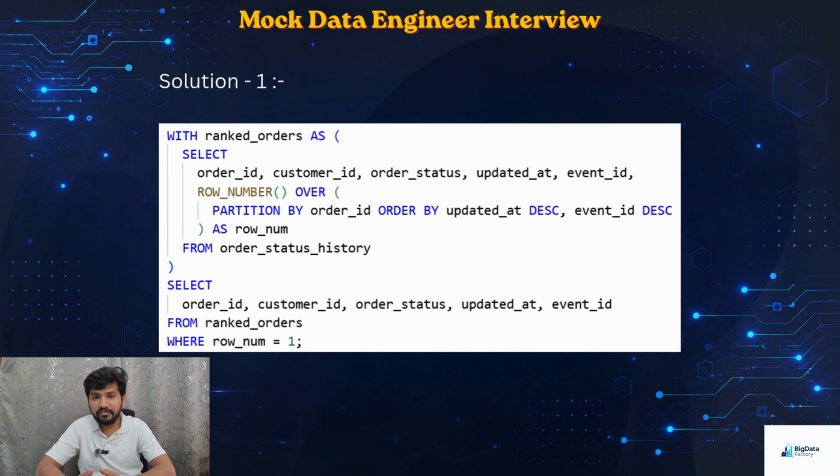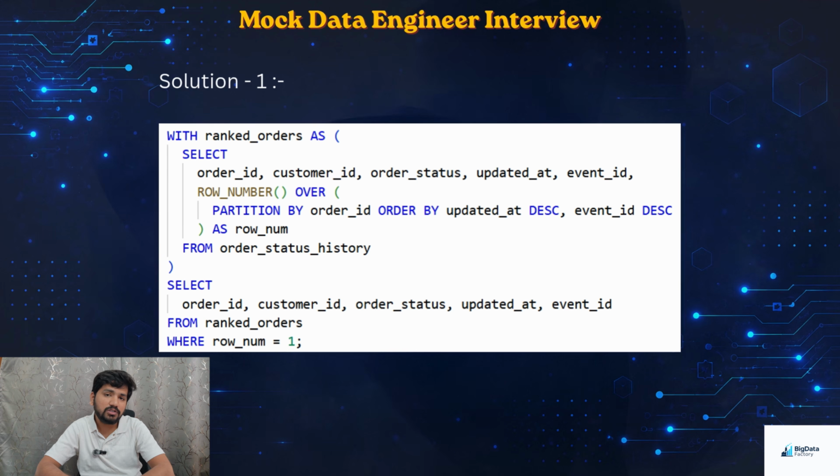The first thing I would identify is the partition key. We need one final row for every order. So our partition key is order ID. Next, we need to sort the records from latest to oldest. For that, we use updated date in descending order. But the question also tells us that 2 records can have the same timestamp. So ordering only by updated date is not deterministic. We need a second tie-breaking column. That is why the table includes event ID. Here is the query I would use.